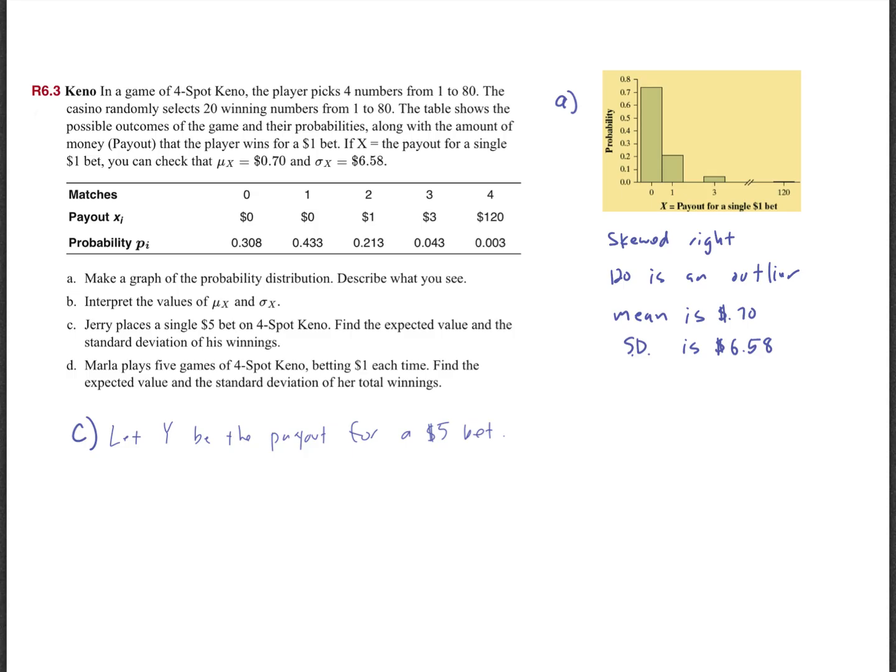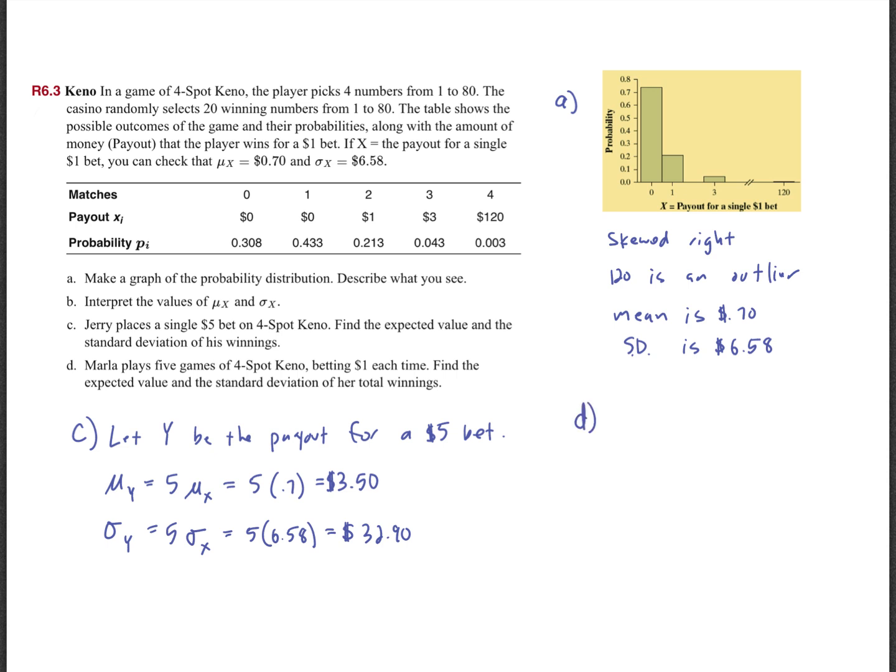Okay, and then we could say the mean of Y is really 5 times the mean of X, which is... and then the standard deviation of Y. So standard deviation is affected by multiplication, so this will get multiplied. Okay, that ends up being $32.90.